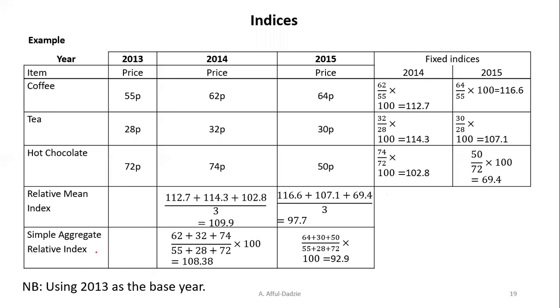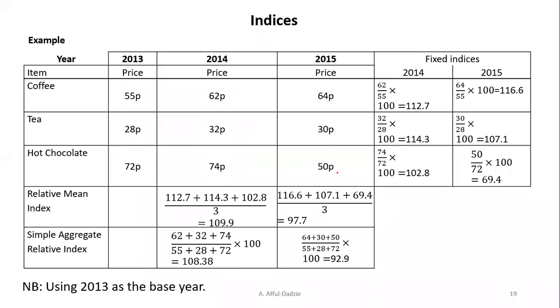However, for the simple aggregate index, what this is saying is sum all the current values. For 2014, this is PN, the current value, if we are comparing 2014 and 2013. This is PN for coffee, PN for tea, and then PN for hot chocolate. We sum all these, and we divide by the sum of these as well, times 100. So we do 62 plus 32 plus 74, divided by 55 plus 28 plus 72, and you have this, okay?